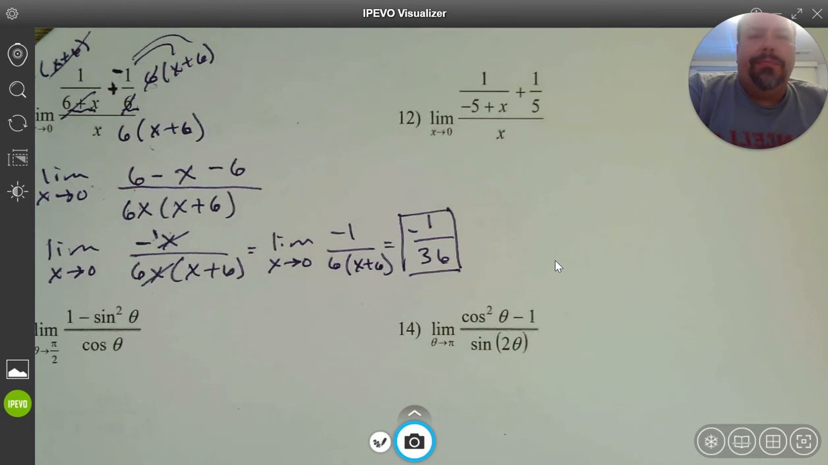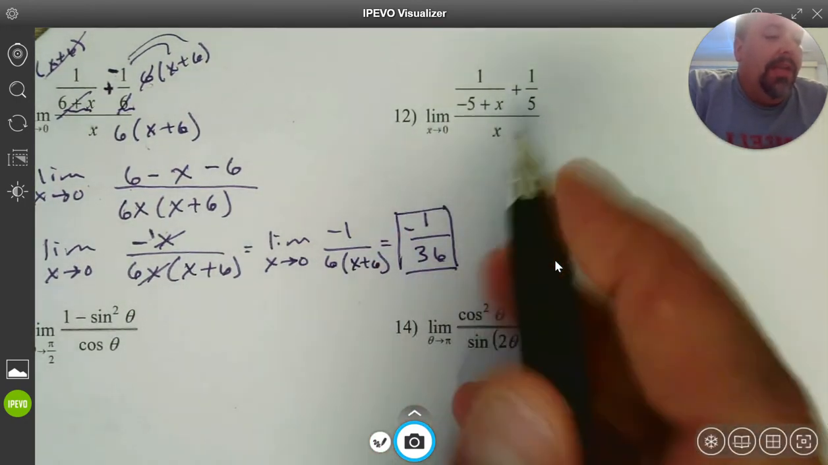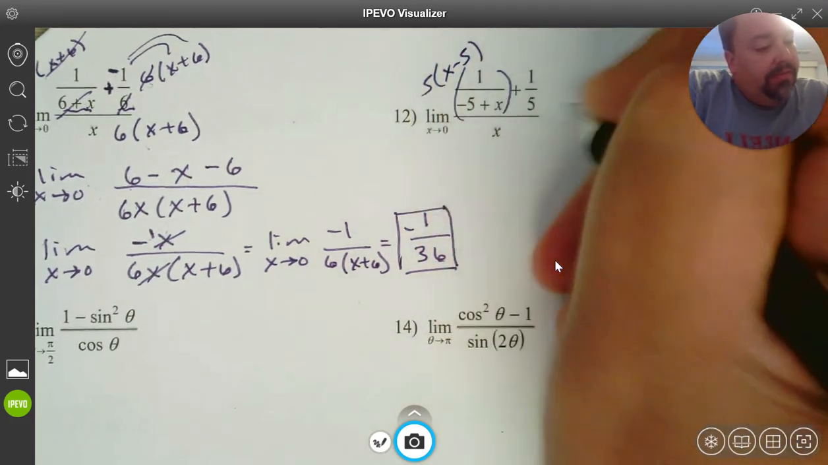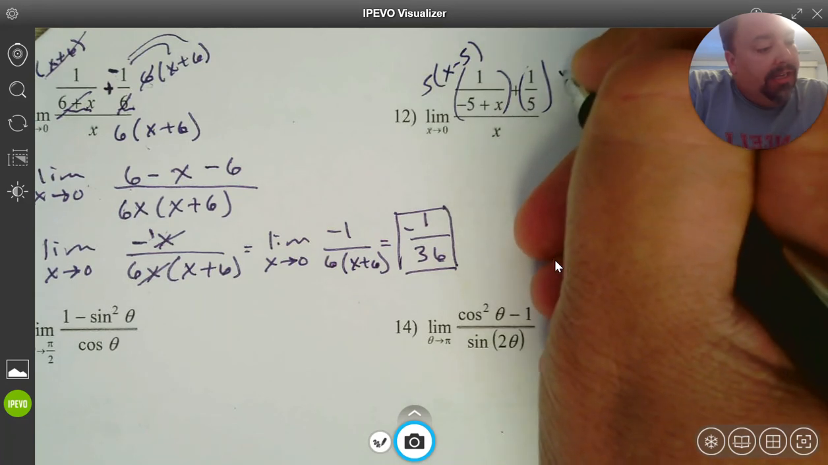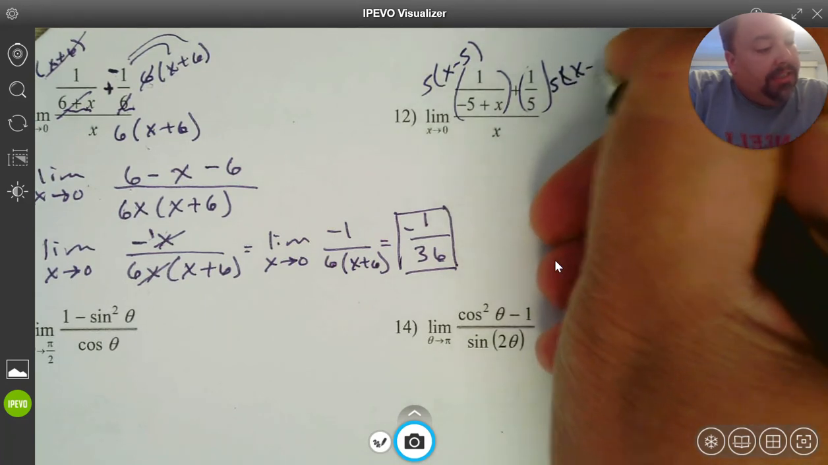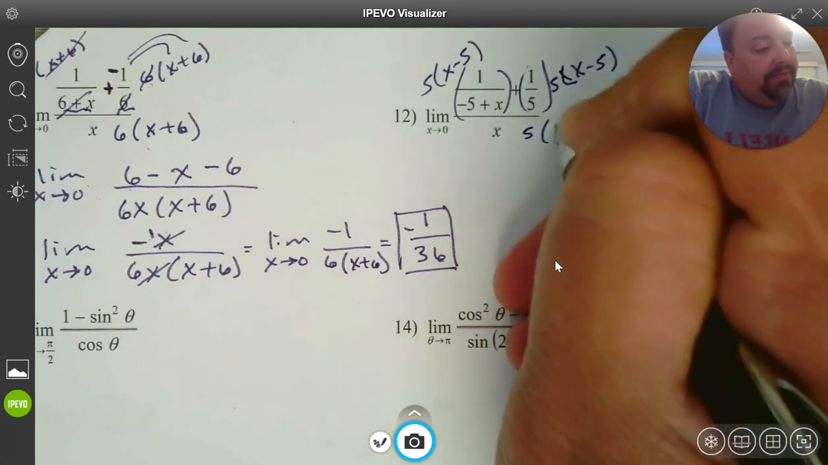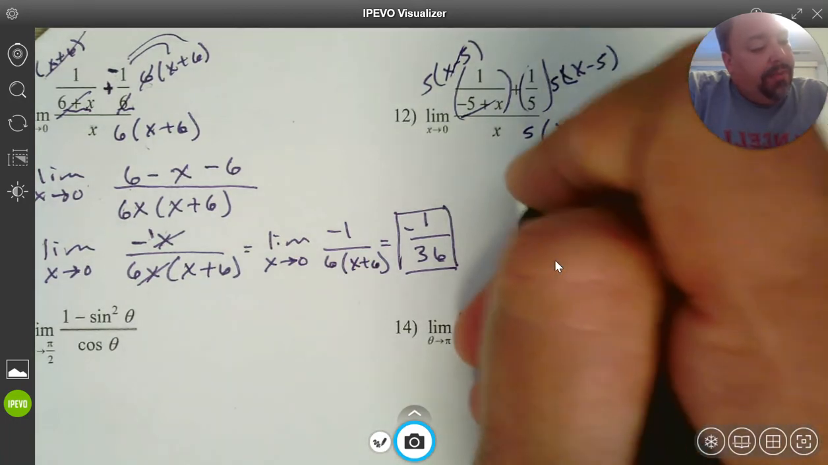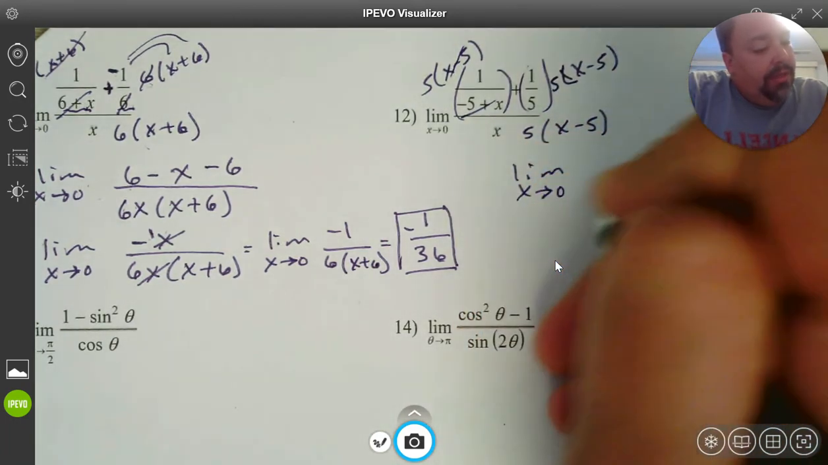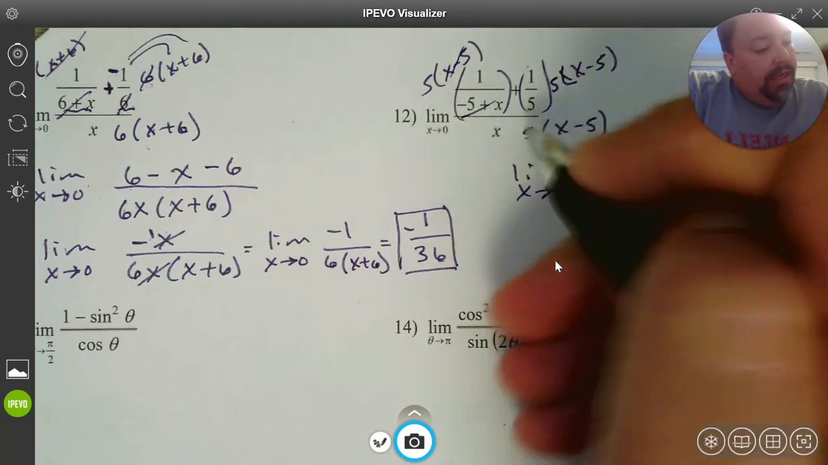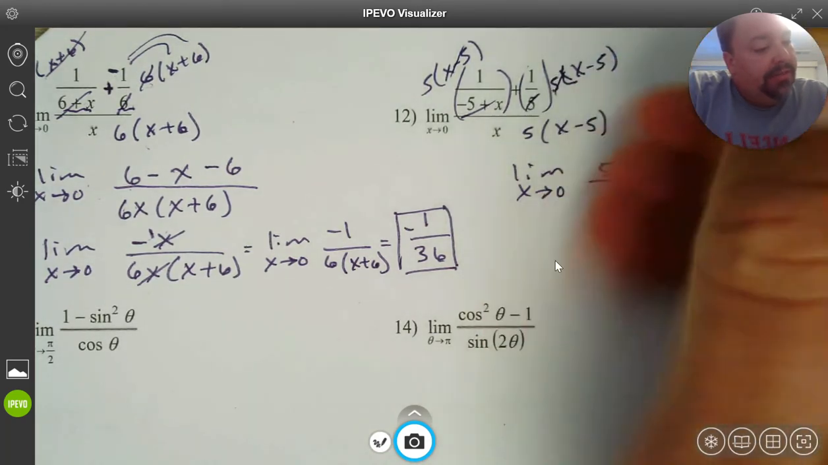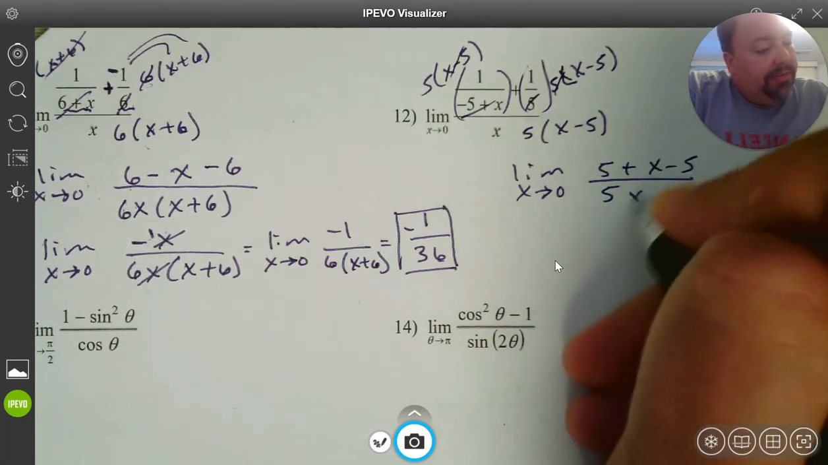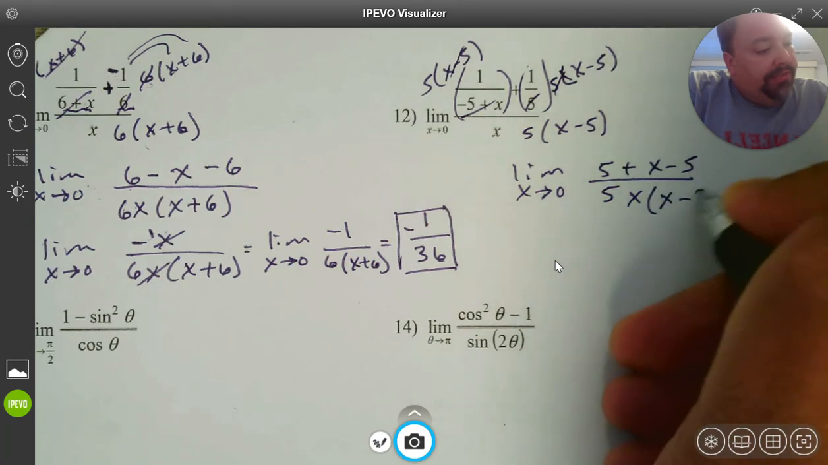Number 12. Again, we have a complex fraction. The LCD here would be 5 times x minus 5. And I'm going to multiply this by 5 times x minus 5. And on the bottom, 5x minus 5. And the x minus 5s would cancel out. We have the limit as x goes to 0. 5 times 1 is 5. And here we have a plus sign. 5s would cancel out. And we just have x minus 5 there. On the bottom, we have 5 times x minus 5.